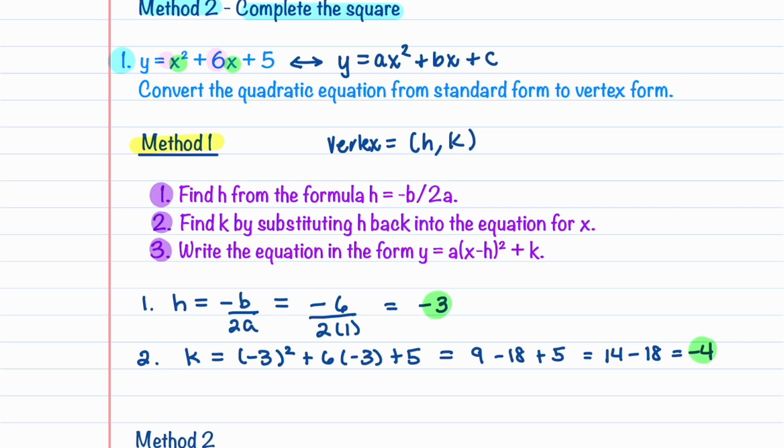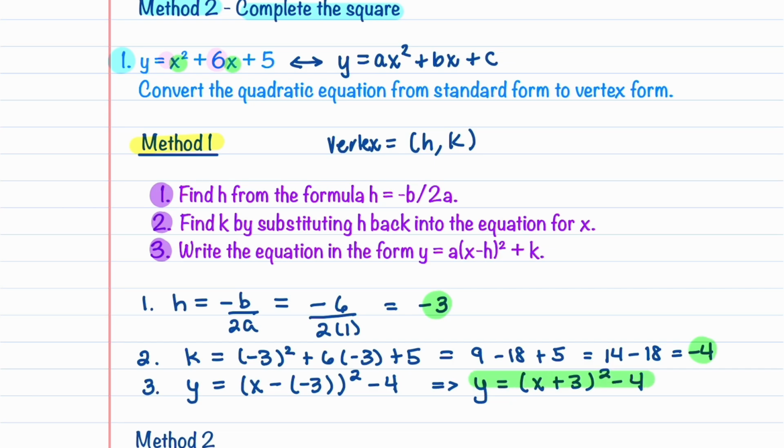And then all we have to do in our third step is to take the h and k and put it into our vertex form for our equation. Our third step then is y is equal to a, which is 1 in this case. We have an x minus h. Our h is a negative 3, so we have to be careful. We have a minus minus 3. That gets squared, and then we add k, which is minus 4. So this gives us y is equal to x plus 3 squared minus 4. That is our equation written in vertex form.